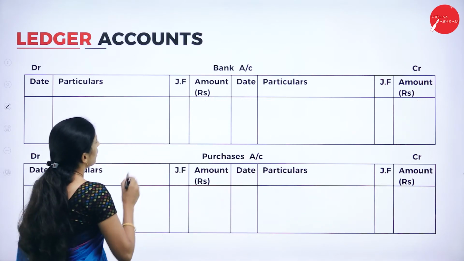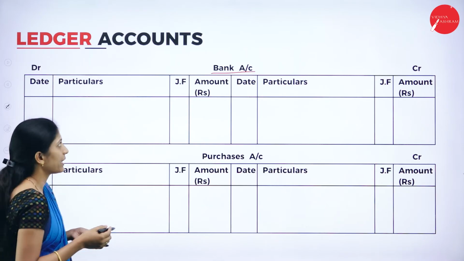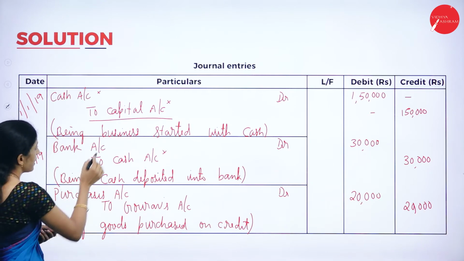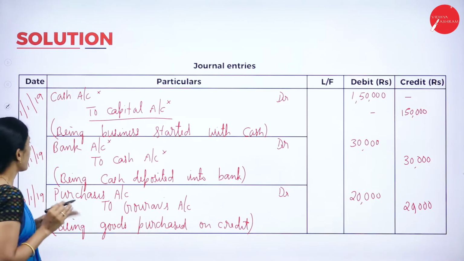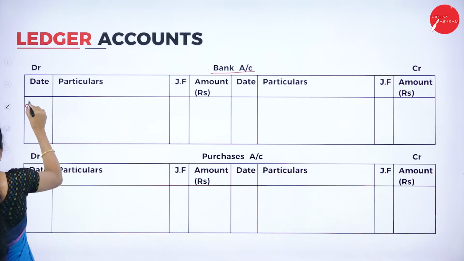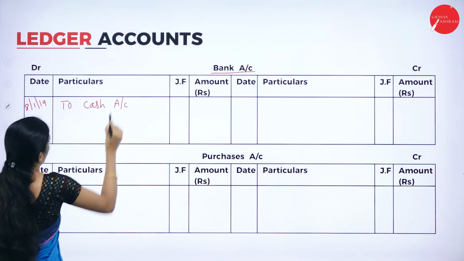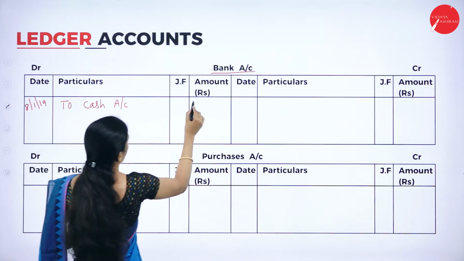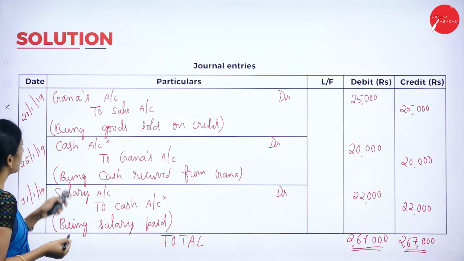Okay. Now coming to the third account, that is bank account. Here also we have to go through the journal entries and find out where there is bank account. In the first entry there is no bank account. Here there is, in the second entry. So bank account, there are two cash accounts. How do you record? To cash account. What is the date? 8/1/2019, to cash account, and the amount is 30,000.